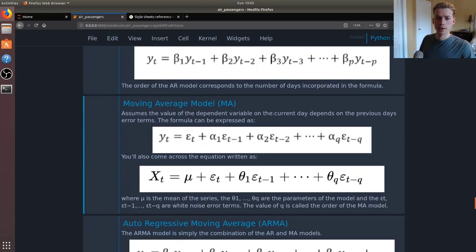The next model I'd like to cover is the moving average model. And so I guess it's important to not necessarily get confused with the rolling average that we computed before.